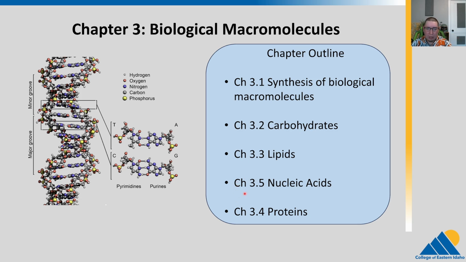You'll notice I'm going a little bit out of order from the book because genetically and in the body, it actually makes sense to talk about the nucleic acids first and then this thing called proteins here. But we're going to start with some basic general stuff about macromolecules because they tend to be made up of small units stuck together. So let's talk about them.